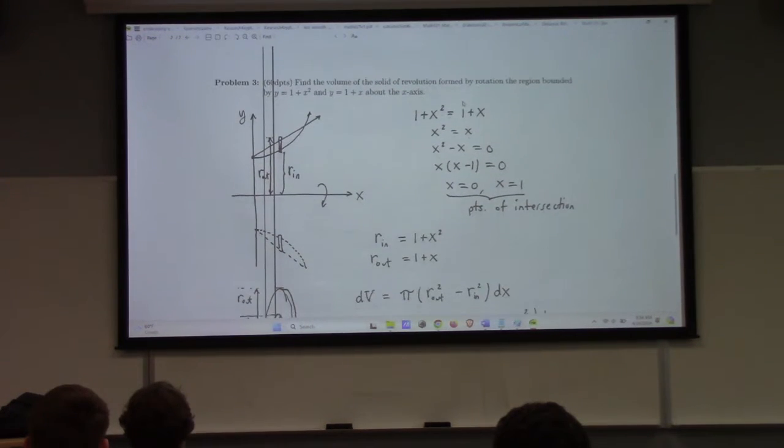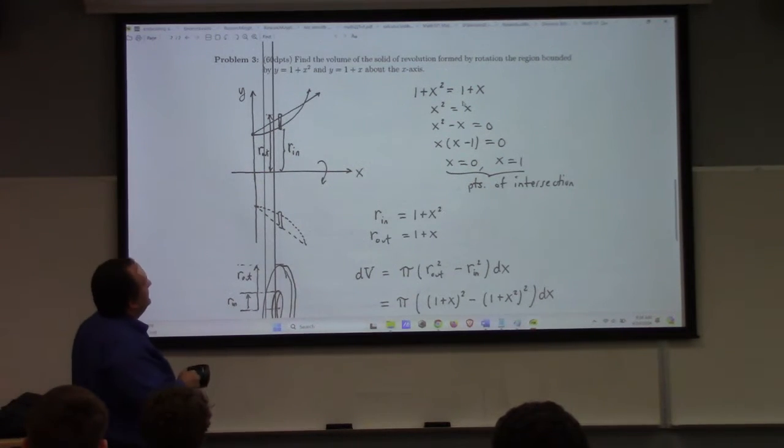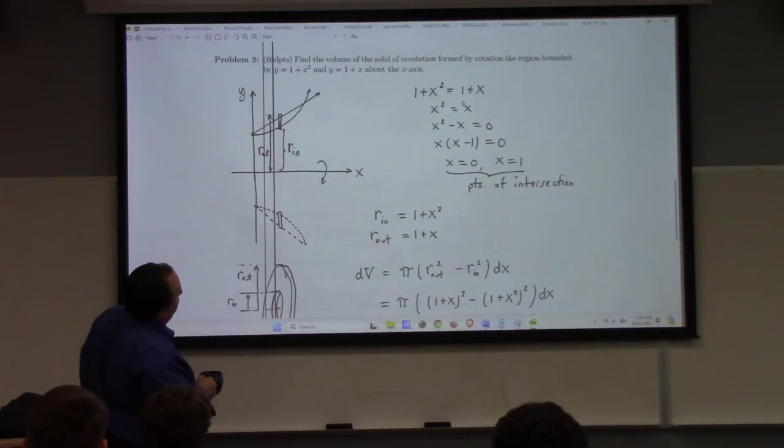So, problem 3, I don't think anybody here got this correct. Some of you were closer to correct than not, but nobody quite got this one right. And so here we have the solid of revolution formed by rotating the region bounded by y equals 1 plus x squared and y equals 1 plus x. So 1 plus x is the line, 1 plus x squared is the curve, and between there you've got a little sliver, right?